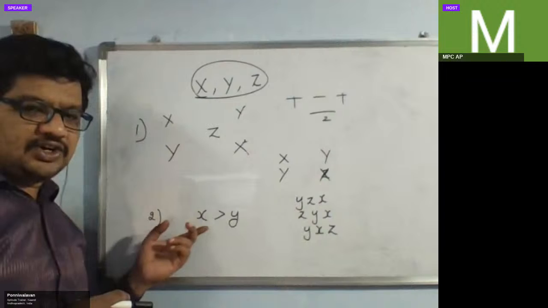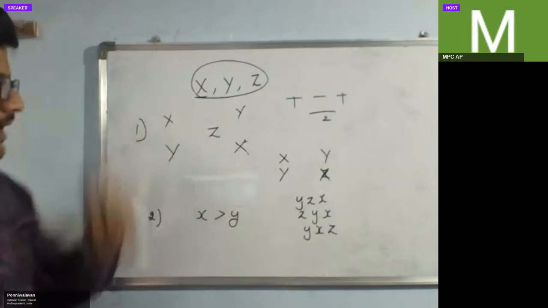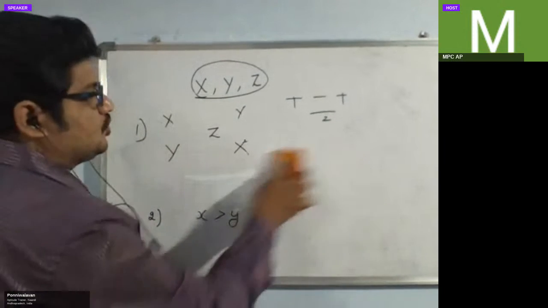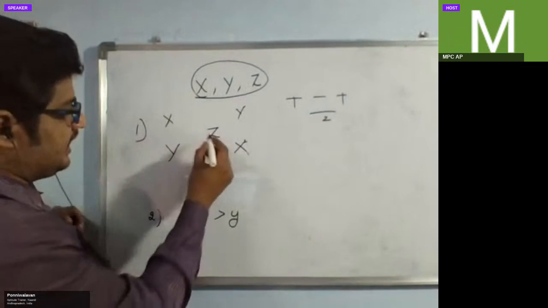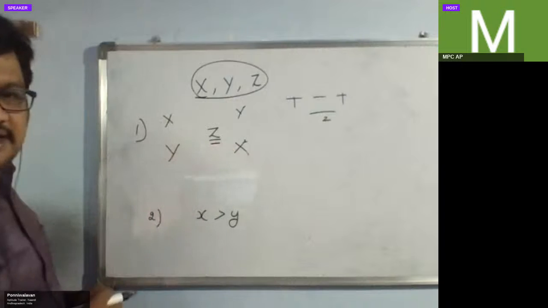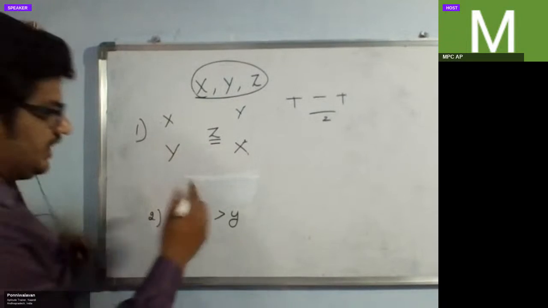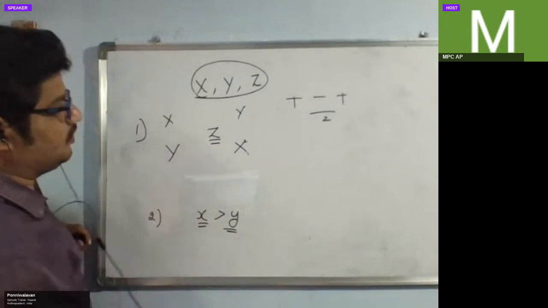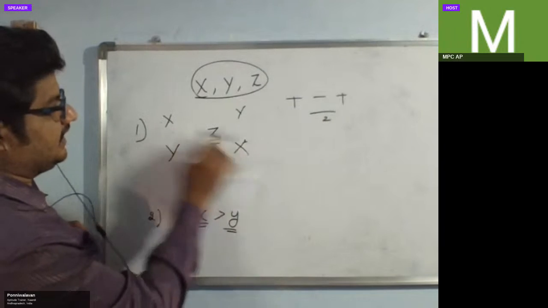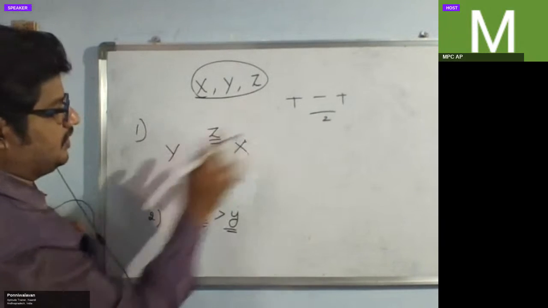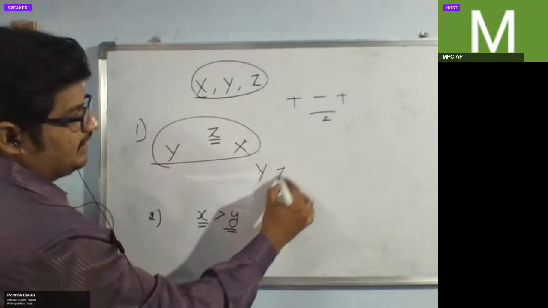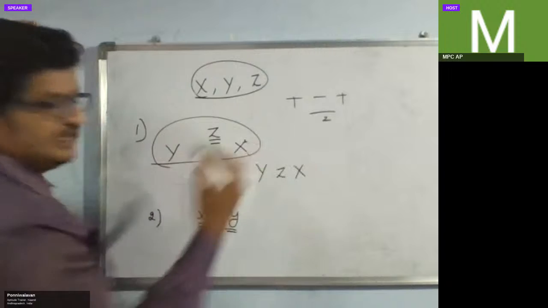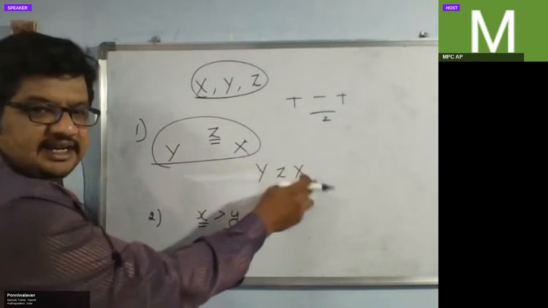Okay, combine these two statements. Here already we know that Z is the average. Here they are telling X is greater than Y. So this is not possible. So this is the correct order: the first number is Y, the second number is Z, and the third number is X.